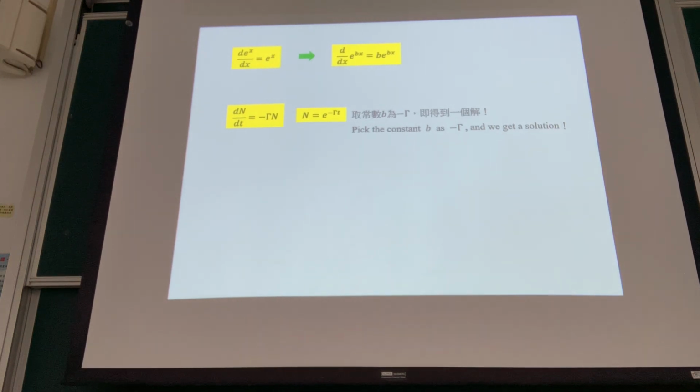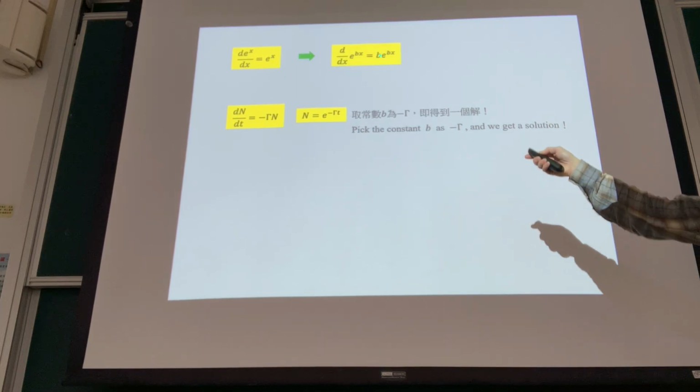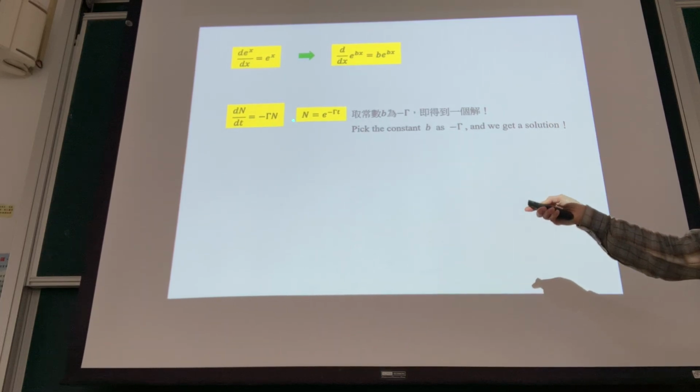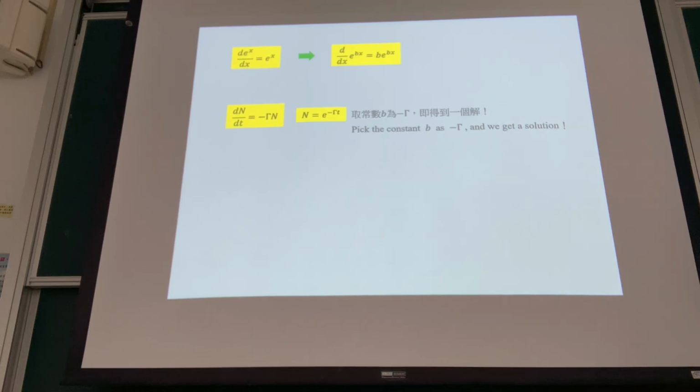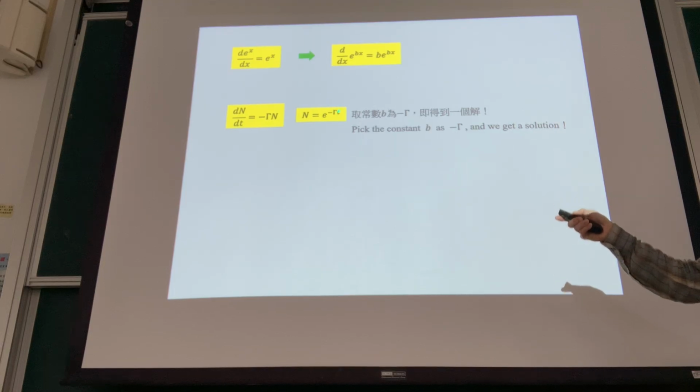Where am I? So if you compare the two equations, you immediately see how we can solve the equation. You just take the constant b as minus gamma. Then you get a solution. Simple. So you see that mathematics is simple. You pick b as minus gamma, you get a solution: exponential of minus gamma t. You can check for yourself. You plug this solution into the equation, it's solved.